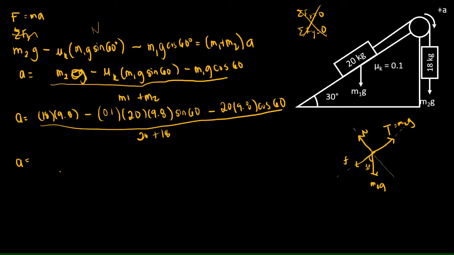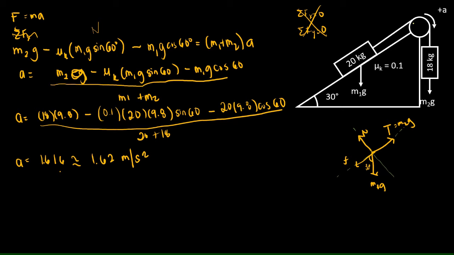That is 18 times 9.8 minus 0.1 times 20 times 9.8 times sin 60 minus 20 times 9.8 cosine 60 all over 20 plus 18. So, our answer would be 161.616. So that is approximately 1.62 meter per second square. So that is the acceleration of the system.